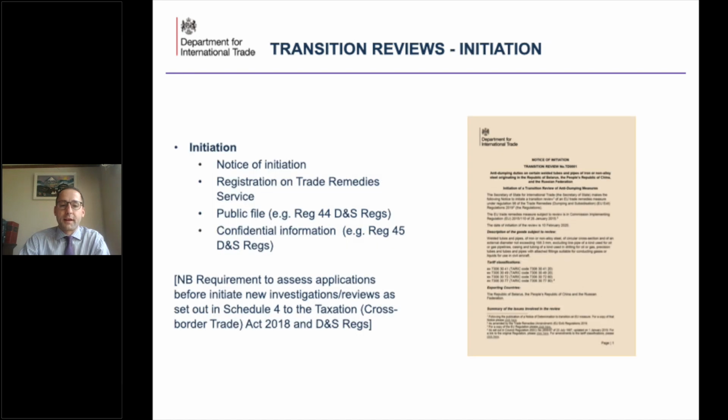Oh, perfect. So to kick things off on a transition review, TRID publishes a notice of initiation. That follows a notice of determination from the Secretary of State. And on the right-hand side is an example of the very first notice of initiation that we published for the welded tubes and pipes case.